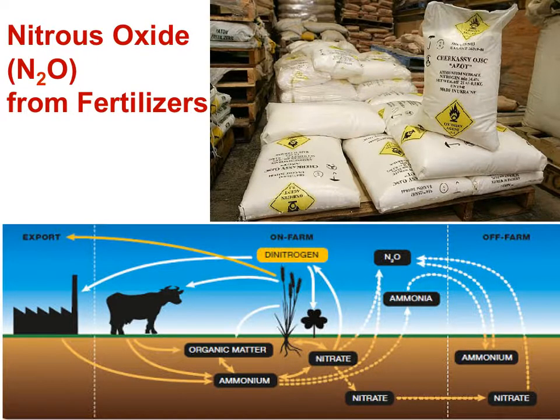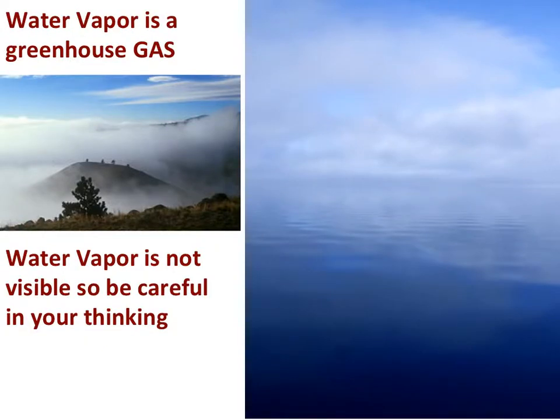The overuse of fertilizers in agriculture results in nitrous oxide, N2O, going into the atmosphere. N2O is a greenhouse gas. Water vapor is also a greenhouse gas. Don't forget this. And it's the most abundant greenhouse gas of all. It's the vapor that is the greenhouse gas, and the vapor is not visible. What we see in these images is cloud or condensed water. That said, the formation of clouds by condensation is evidence of the presence of water vapor.